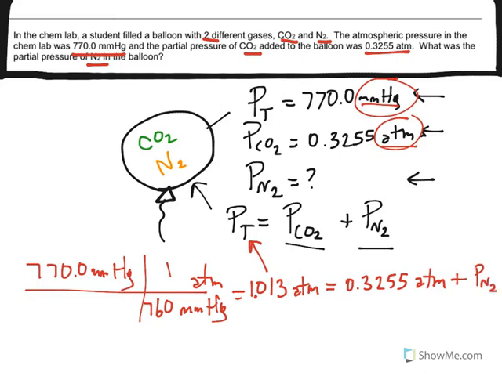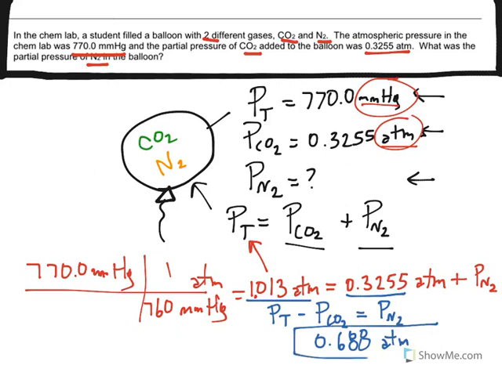So hopefully you know that you can just take the total pressure and subtract a partial pressure. And since we only have 2 gases, we know that the pressure that we get left over is going to be the partial pressure of nitrogen. So 1.013 minus 0.3255 comes out to 0.688 atmosphere. That is the partial pressure of nitrogen.